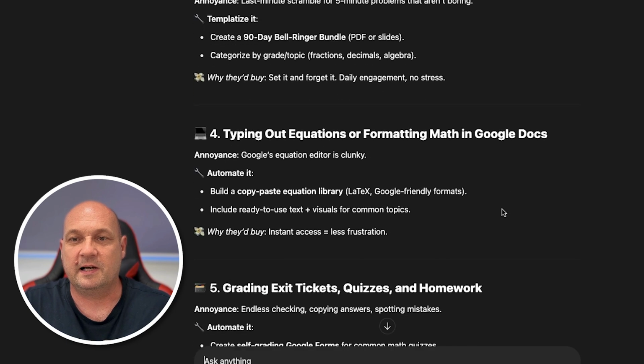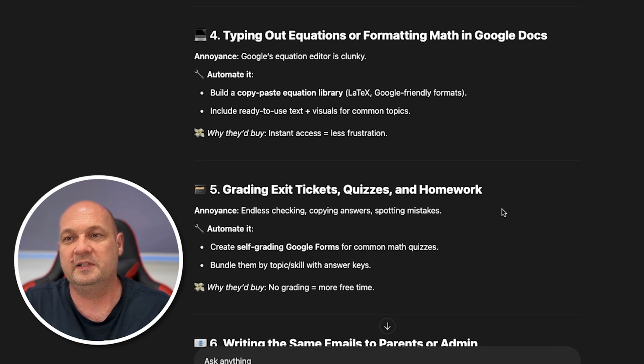Let's see another example. Typing out equations or formatting math in Google Docs.